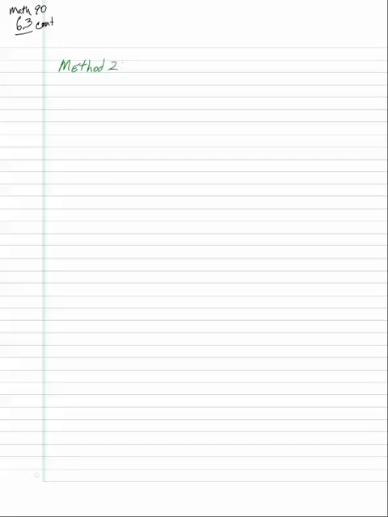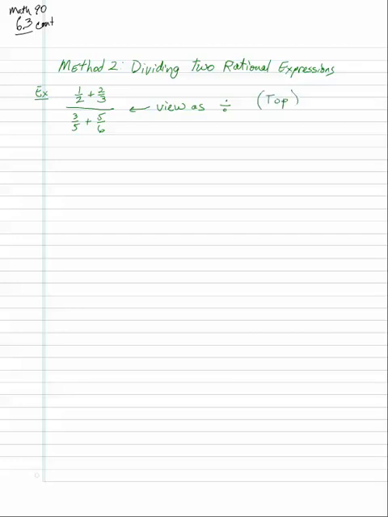And this, you're going to view the big fraction bar as a division symbol. So with this technique, you're going to view that as a division symbol. So you're going to take the top divided by the bottom. Okay, so our first step is we need to make one fraction on top, so we get common denominators.